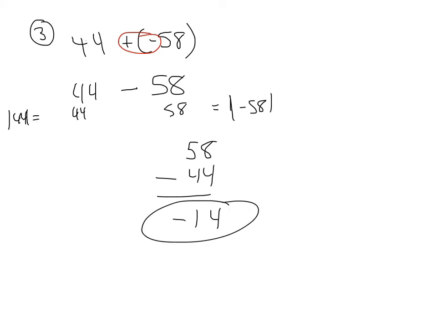And another way you can remember that is, when you take the absolute values, we found that the absolute value of 44 is 44 and the absolute value of negative 58 was 58. Which one is larger? Which absolute value is bigger? Well, it's 58. So what you're going to do is take the sign of that one originally, which was negative.